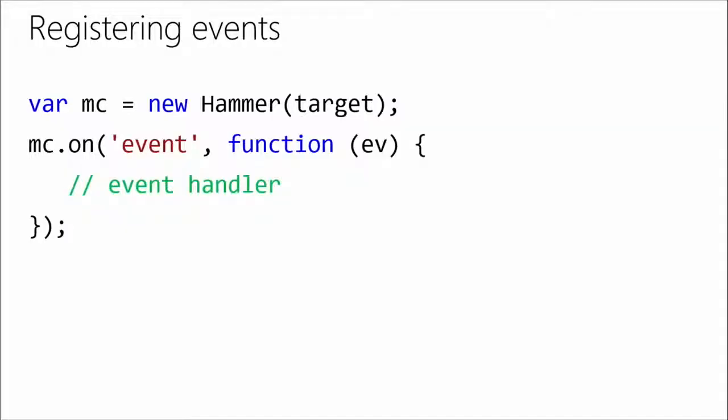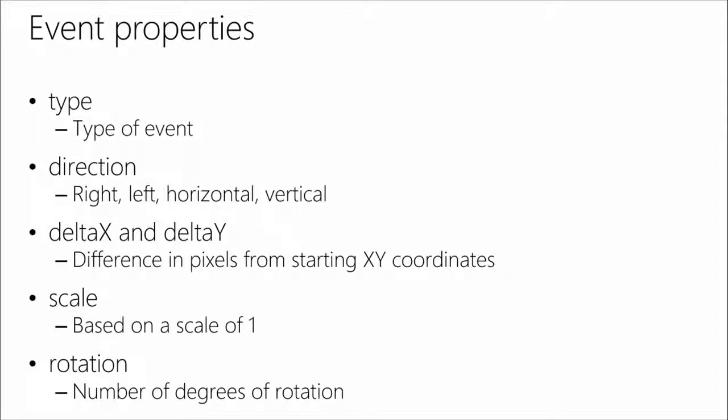Now, fortunately, registering events is pretty straightforward. What you're going to do is create a brand new Hammer object based around the element that you want, and then you're going to go in and set up the event handler just by simply saying your variable name, on, the name of the event, and then the event handler. And what can you do inside that event handler? Basically everything that you want.